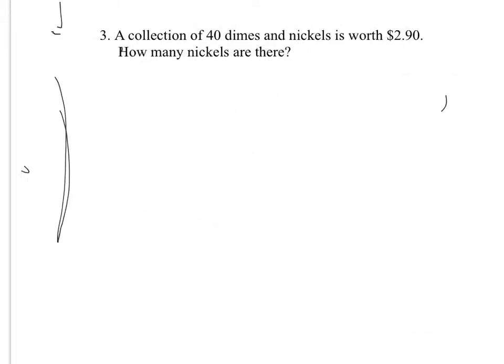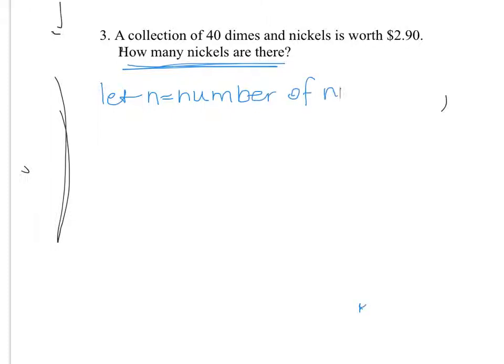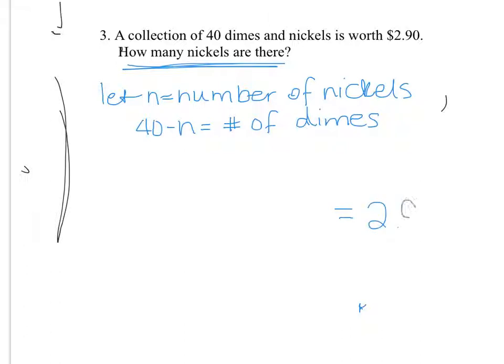All right, a collection of 40 dimes and nickels is worth $2.90. Switch to blue. How many nickels are there? All right, so since there isn't one that tells me one's more than the other, I'm going to let n equal the number of nickels. And then, because there's a total of 40, 40 minus n equals the number of dimes. All right, so now we know it's a total question again, so it's going to equal a total of 290.